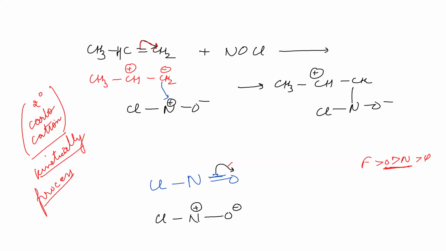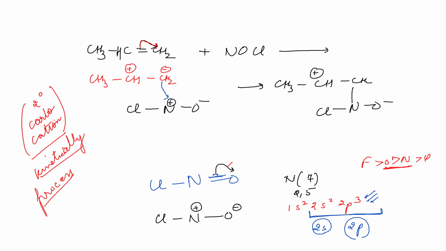Now, nitrogen maximum has to make how many bonds? You tell me. Nitrogen's atomic number is 7. So the configuration is 2, 5. The quantum configuration is 1s2, 2s2, 2p3. So to make three bonds, that means it needs to take 3 more electrons. And in the second principal shell, you will have 2s and 2p as the existing orbitals or subshells. So once it gains these 3 electrons, they'll go into p.